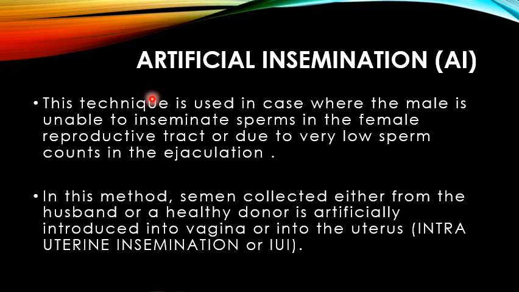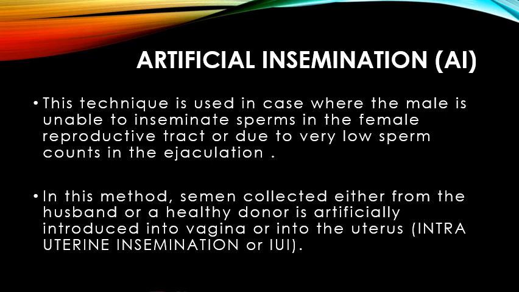Next is artificial insemination, AI. This technique is used in cases where the male is unable to inseminate sperms into the female reproductive tract, or due to a very low sperm count in the ejaculate. In this method, semen collected either from the husband or a healthy donor is artificially introduced into the vagina or into the uterus for the further development of the embryo, that is intrauterine insemination or IUI.